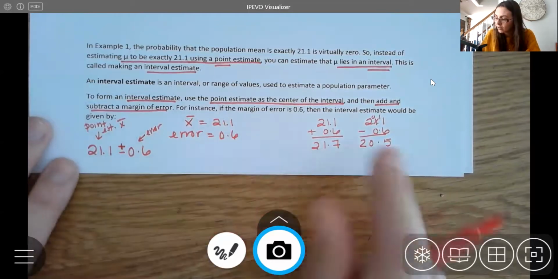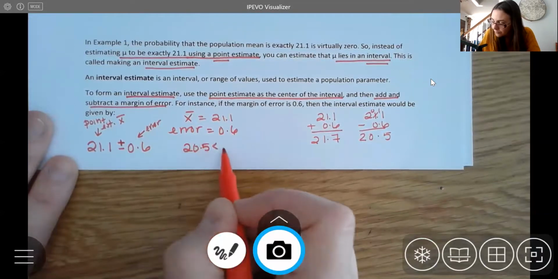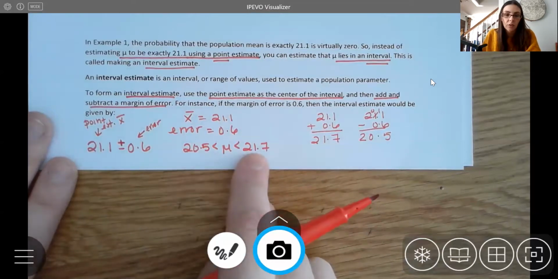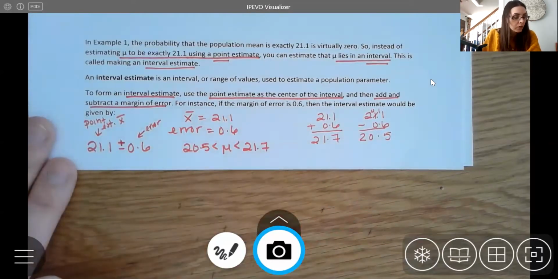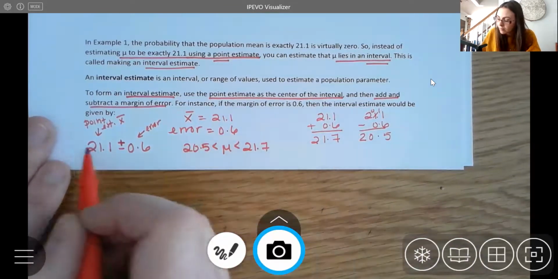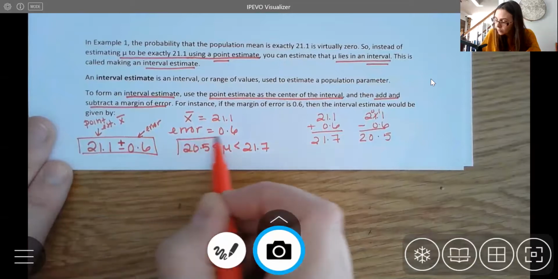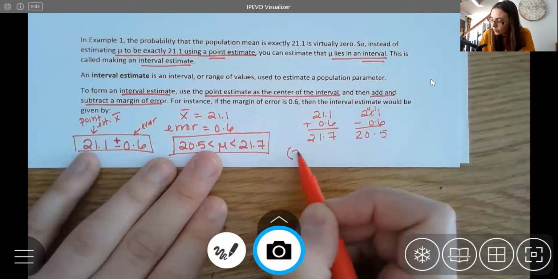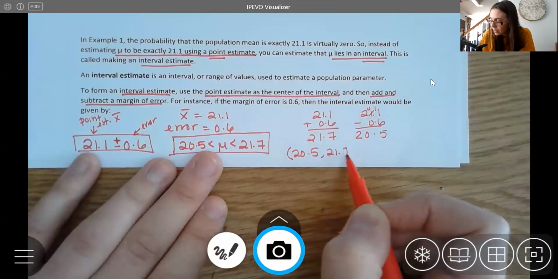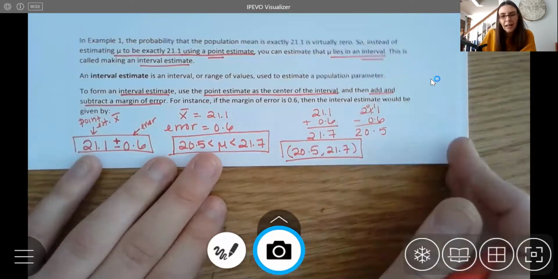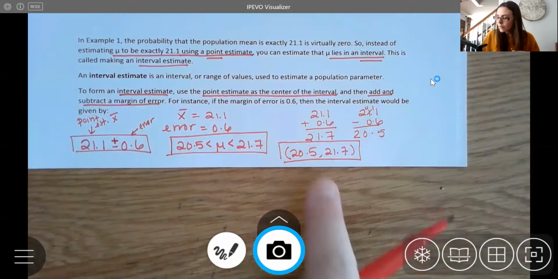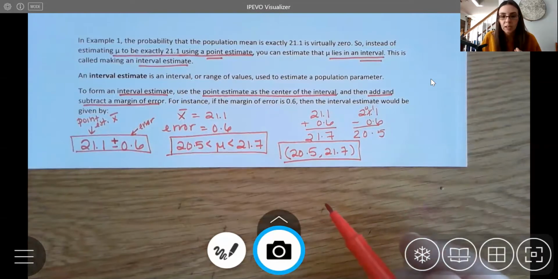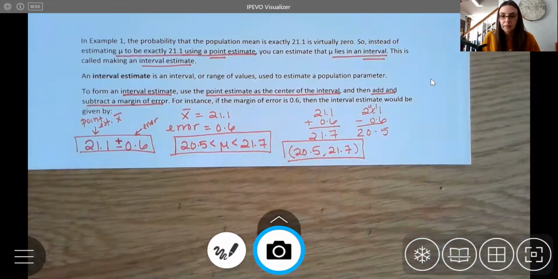Another way we could write it is to actually use our values, which is probably more helpful. We can say we think our mean is somewhere between 20.5 and 21.7. And then the third way we could write it is using interval notation. If you've come from an algebra course, we have something called interval notation. It goes from 20.5 to 21.7, and we just use parentheses on either end. So it kind of looks like a point, but it actually represents an interval, from 20.5 to 21.7. That's just another way that we can express this interval estimate.